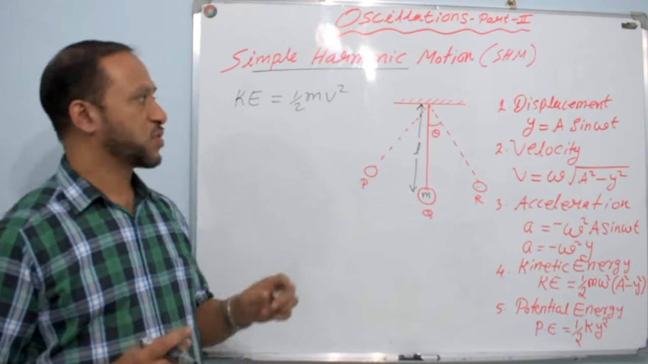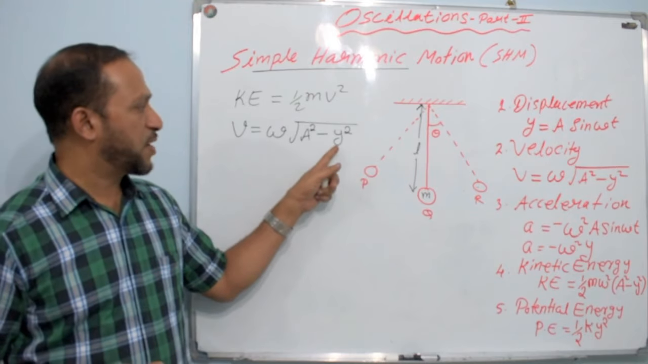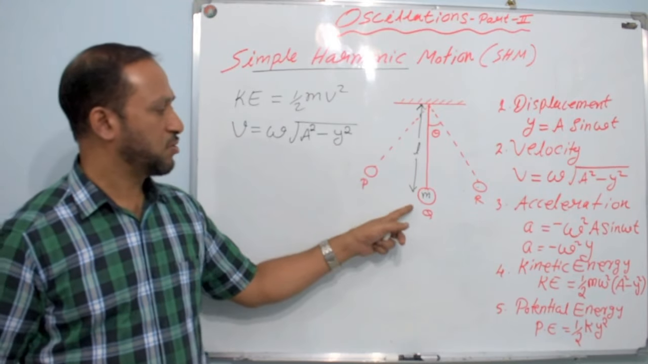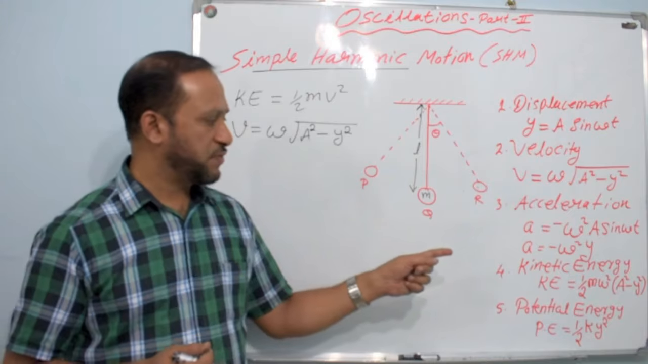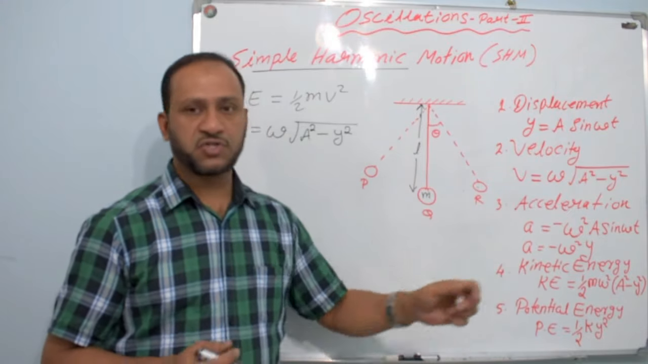For a simple harmonic oscillator, the velocity at any instant of time is given by v is equal to omega into root of a square minus y square. At any instant of time, if you apply the value of y, the displacement, zero or maximum or any other value, we'll get the velocity at that particular instant of time. So here, we have to derive an equation for the kinetic energy of the oscillator.